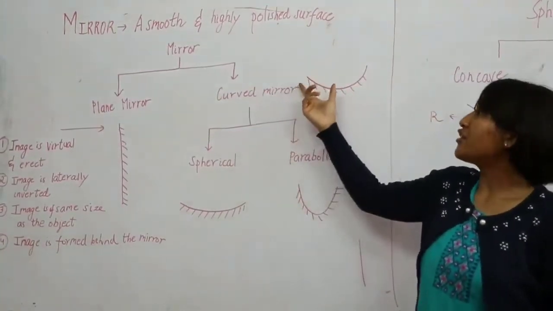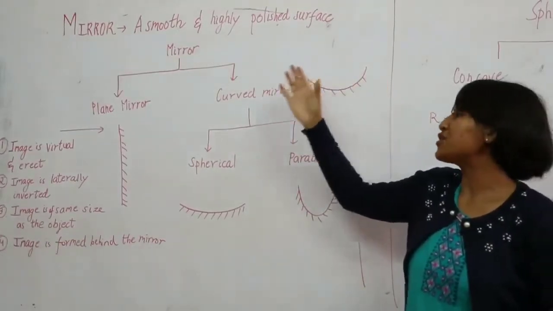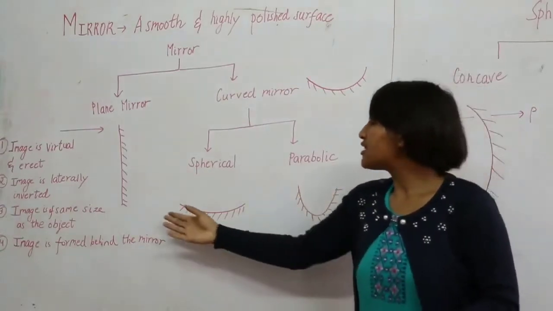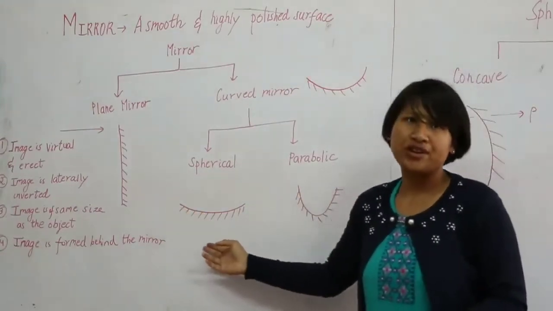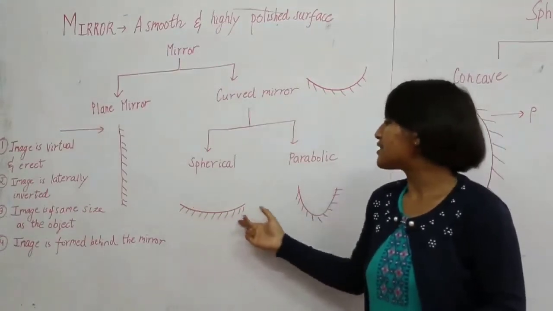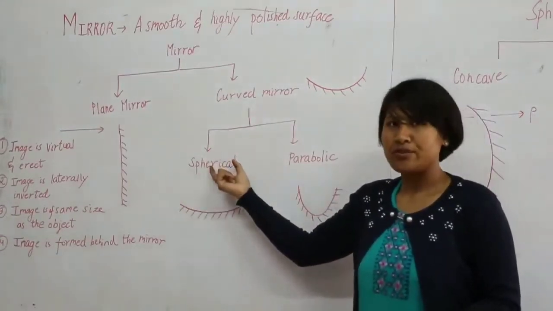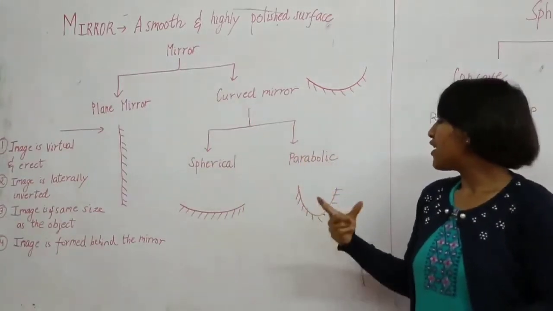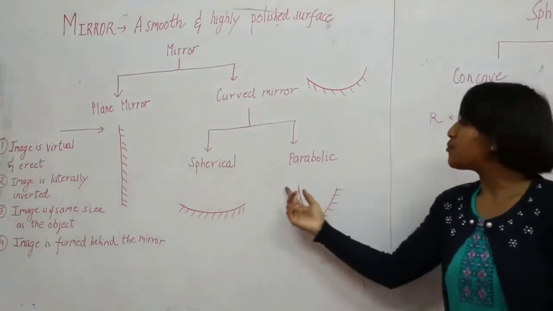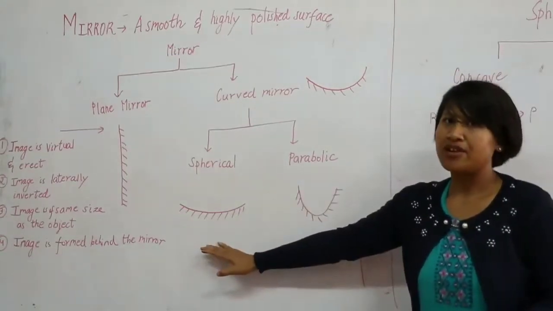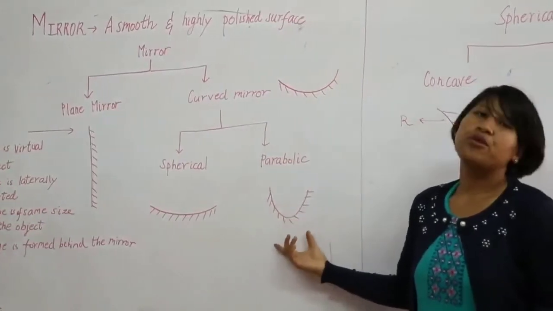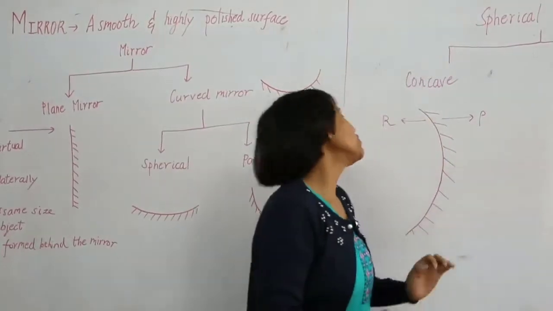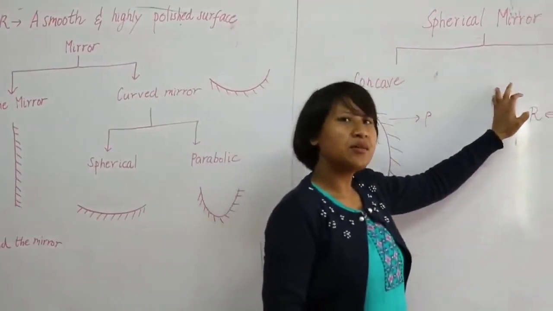Based on the curvature of the polished surface, it is classified as spherical and parabolic. When it is taken as a part of a hollow sphere, that is a spherical mirror. But when it is taken out of a parabola, you see here it is more curved than the spherical mirror. So that is a parabolic mirror. Now we'll be doing in detail regarding spherical mirror.